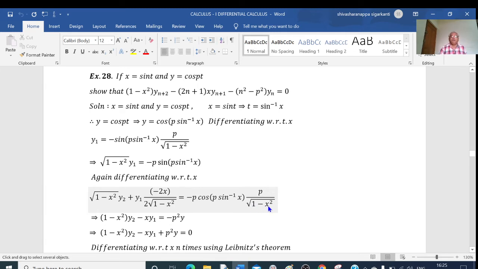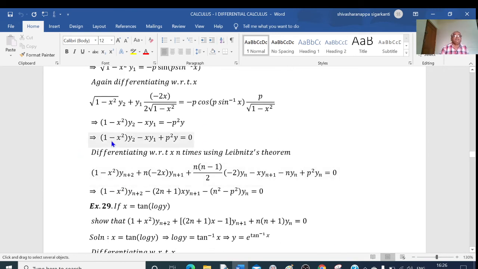Again multiplying throughout by root of 1 minus x square, I am getting this term becomes 1 minus x square into y2 minus, 2 gets cancelled, x into y1, this term gets cancelled, is equal to minus p into this p square, okay, into cos of p sin inverse x. What is cos of p sin inverse x? This is nothing but our y. Okay, so this becomes minus p square into y. Or we write this as 1 minus x square into y2 minus x y1 plus p square y is equal to 0.